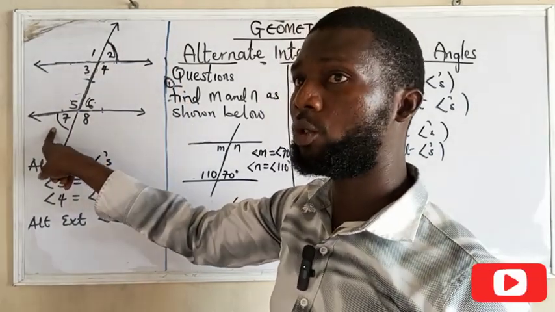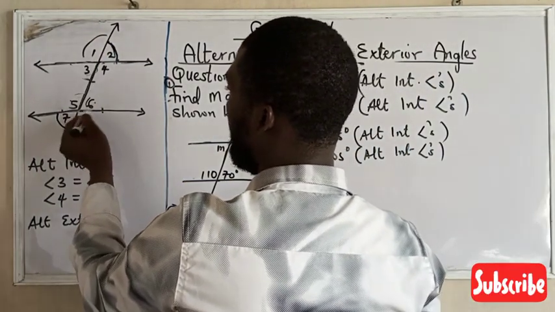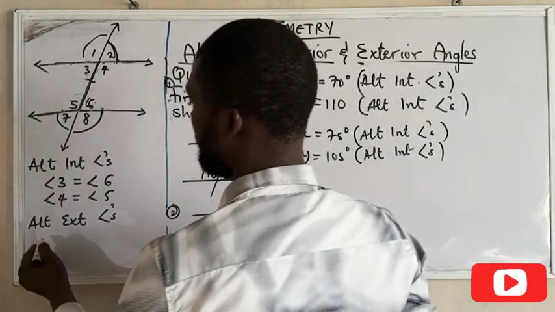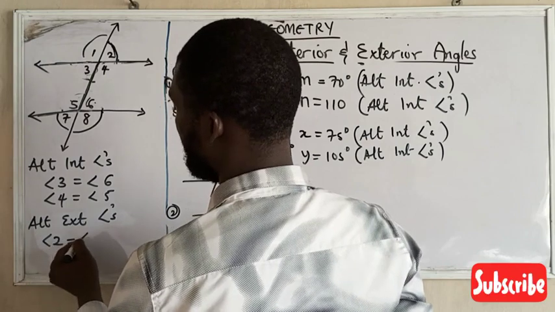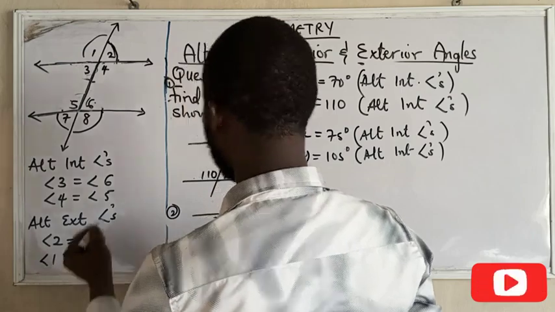Angle 7, which is also located outside. And angle 1 is also alternate to angle 8. So my exterior angles are going to be what? Angle 2 equals angle 7, and angle 1 equals angle 8.